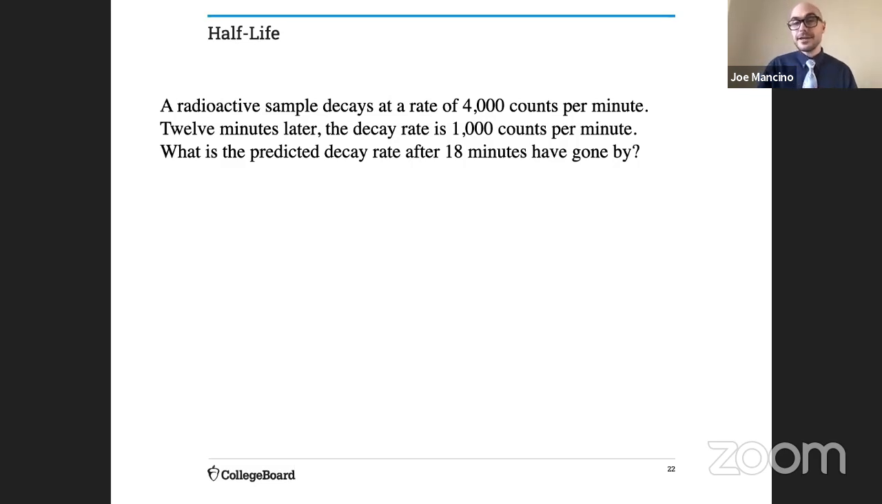If 18 minutes have gone by, that's 3 half-lives. So 4,000 counts a minute becomes 2,000 counts a minute. That's 1 half-life. 2,000 events per minute becomes 1,000 events per minute, a second half-life. The third half-life decays from 1,000 counts a minute to only 500 counts a minute.